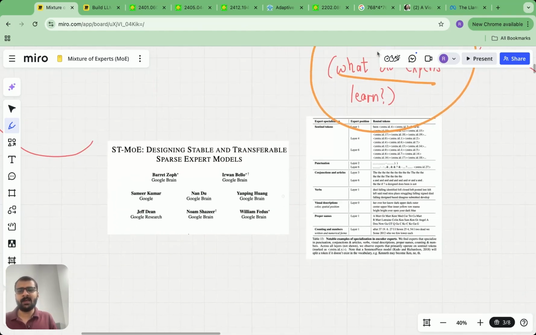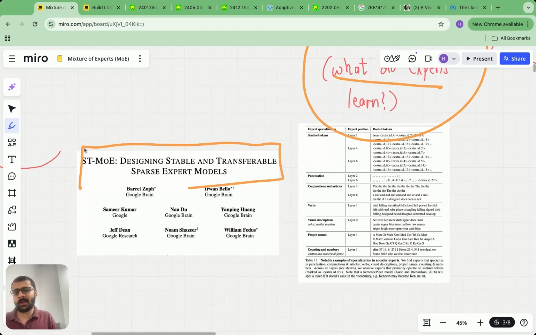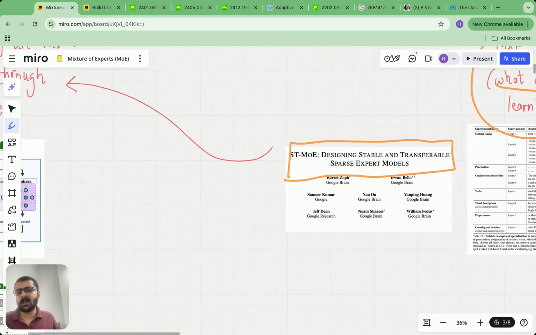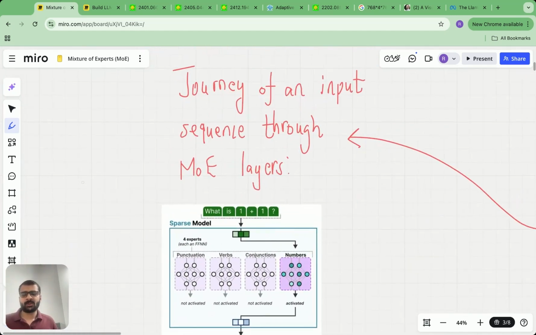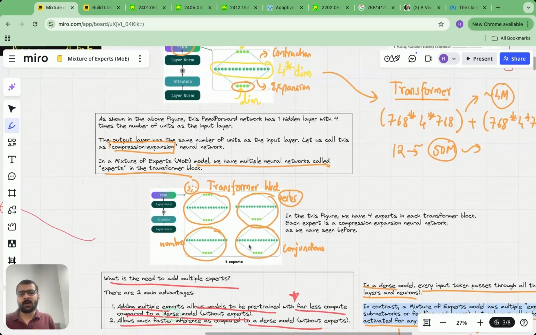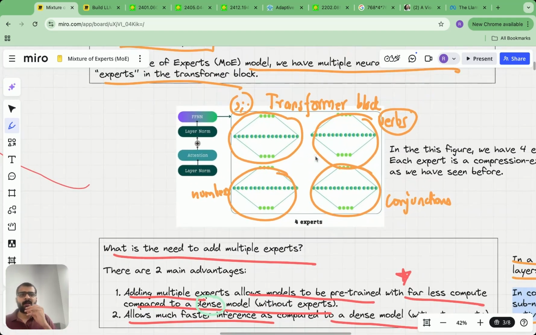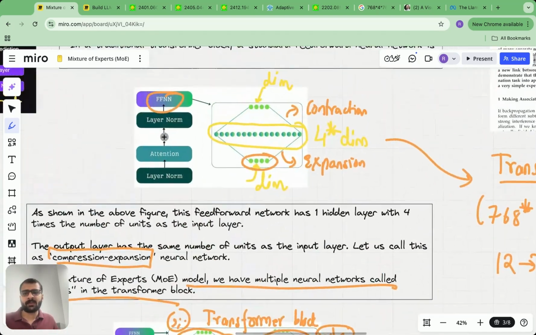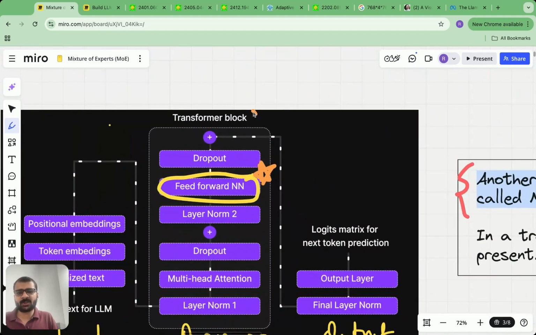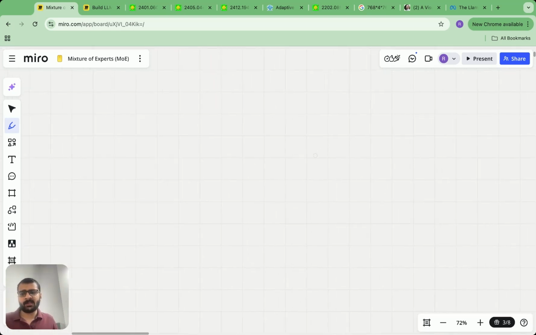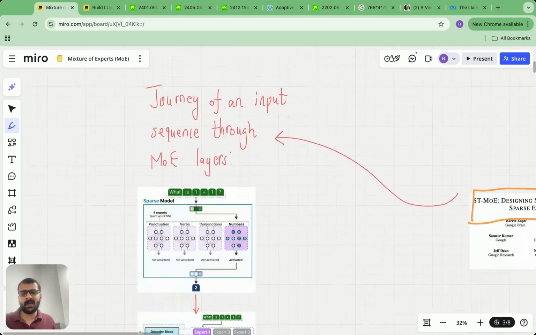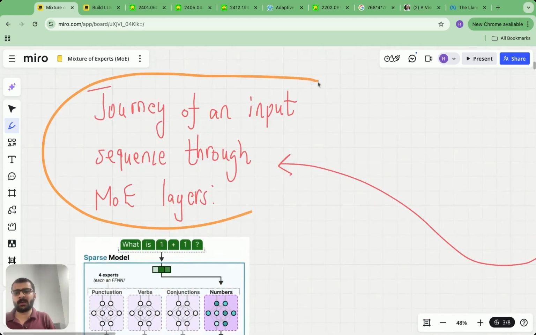Okay, so we have understood the mixture of experts intuition. What do these experts learn? I'll be sharing the link to this paper in the description below. The last thing which we are going to look at in today's lecture is that when we see mixture of experts, sometimes we just look at one transformer block, and we see that one of these experts or a sparse combination of these experts is activated for a given token. But if you remember, our language model architecture has multiple such transformer blocks, and there are experts in each of these transformer blocks. So I just want to show you the journey which is traveled by an input sequence through multiple such transformer blocks.